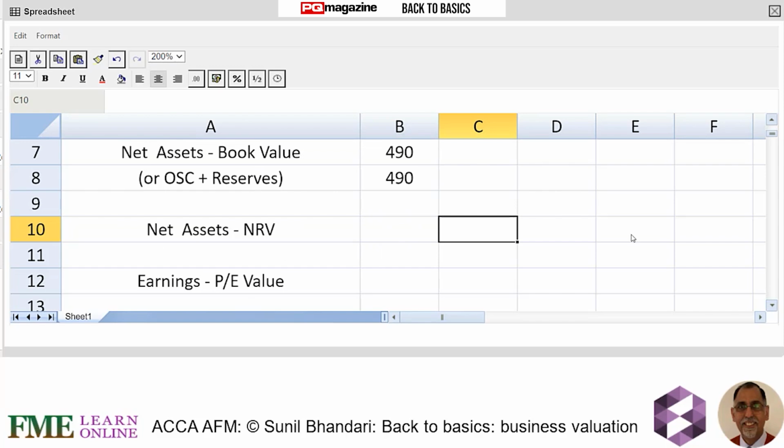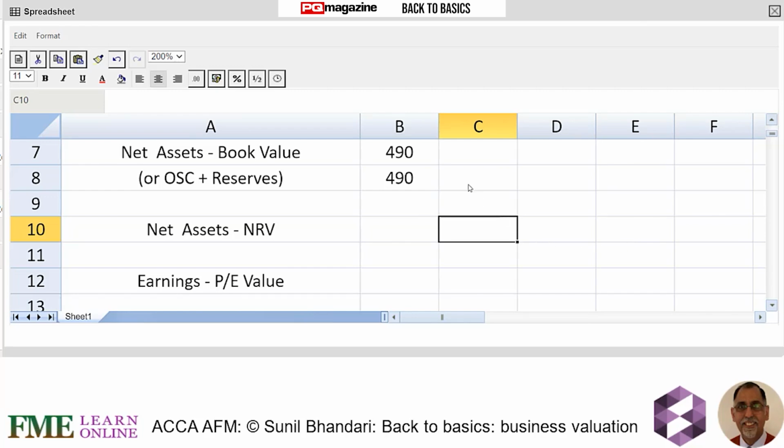Having completed the net asset value in book value, we can now move on to using the net realisable value. Now, in the question, the only items that could be changed to NRV were the non-current assets and the current assets. It's assumed then that all the liabilities would be realised at their book value. I would say the bank loan would probably have a market value, but I haven't provided that in this question to keep it nice and simple.